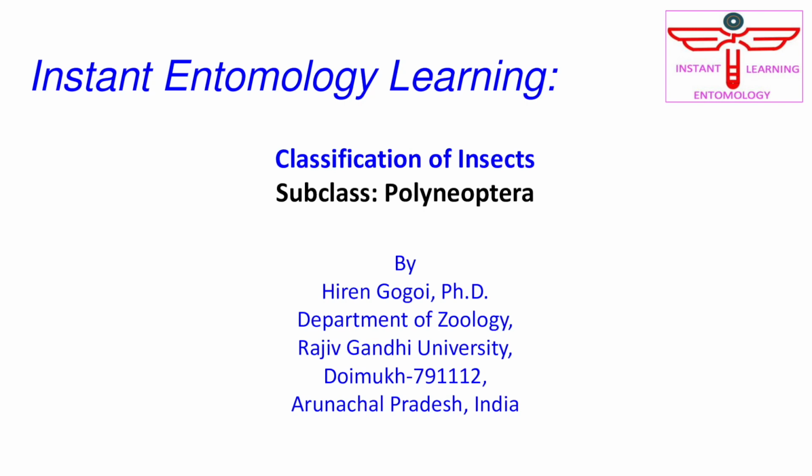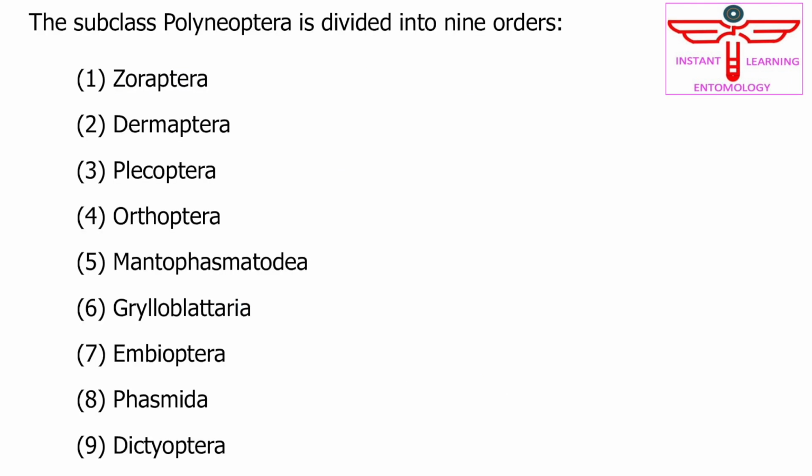Instant entomology learning. Classification of insect subclass. Polyneoptera. The subclass Polyneoptera is divided into 9 orders: Zoraptera, Dermaptera, Plecoptera, Orthoptera, Mantophasmatodia, Grilloblattaria, Embioptera, Phasmida, and Dictyoptera.